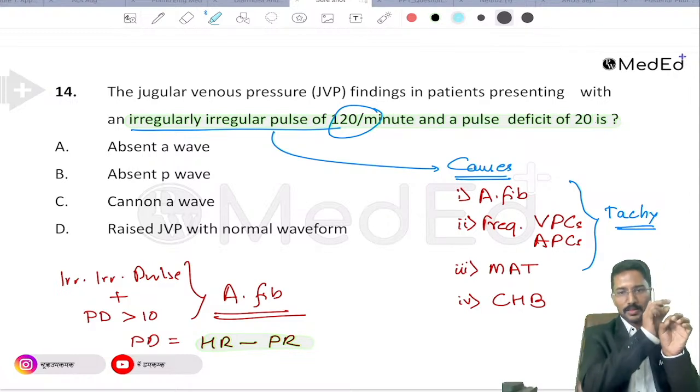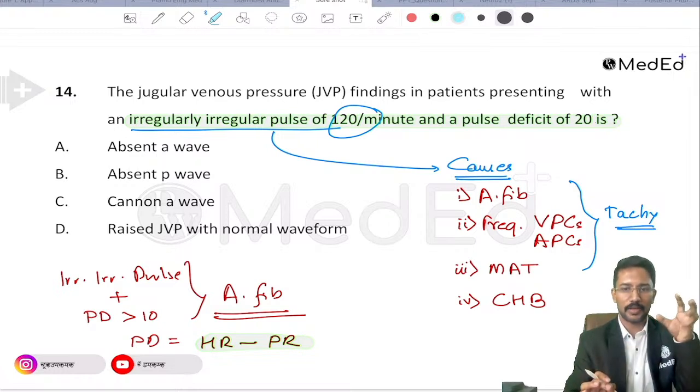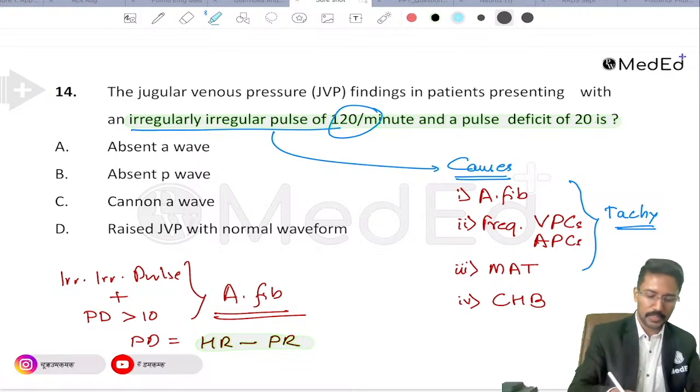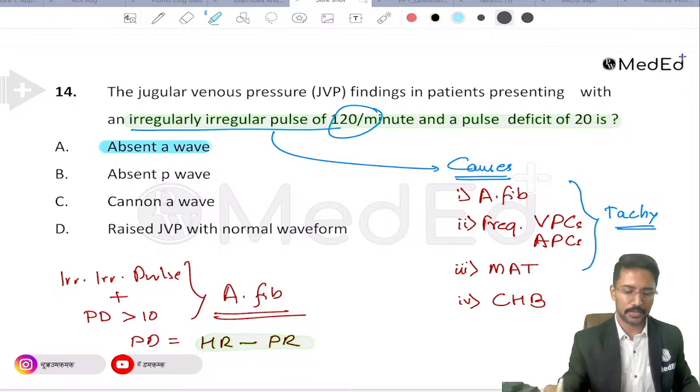The JVP, the first A wave was because of the atrial contraction. The atria is not contracting. It is fibrillating, shaking, not contracting. So A waves you will not see. So you will be seeing absent A wave. That's very typical finding of atrial fibrillation, right?